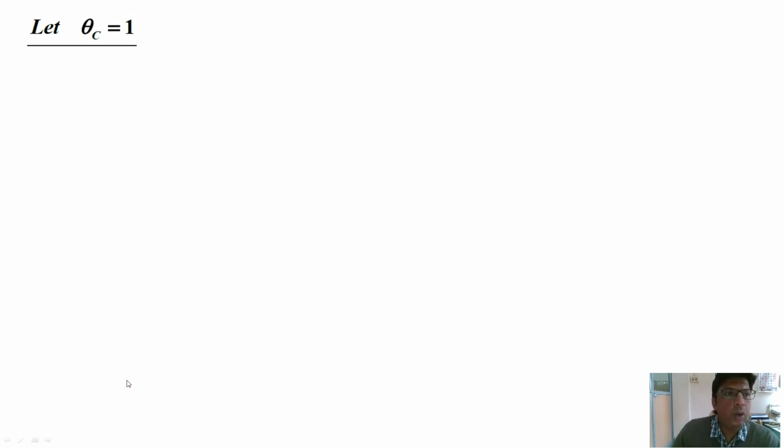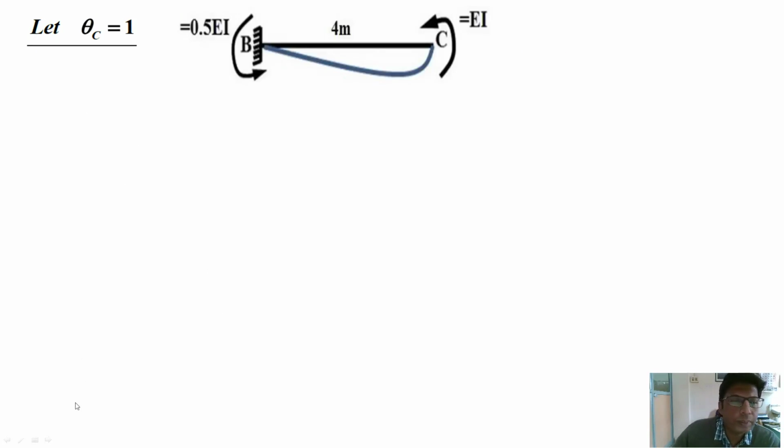The second kinematic unknown is theta C. Okay. So now we have to rotate joint C by unit rotation. Now if you look at the given frame, since C is an end joint, when we rotate joint C, there will be no effect of this rotation on the column. So all the moments and reactions of the column will be 0, and that's why the column is not shown in the second figure. Only the beam member is shown, because when you rotate joint C, there is no effect of this rotation on the column.